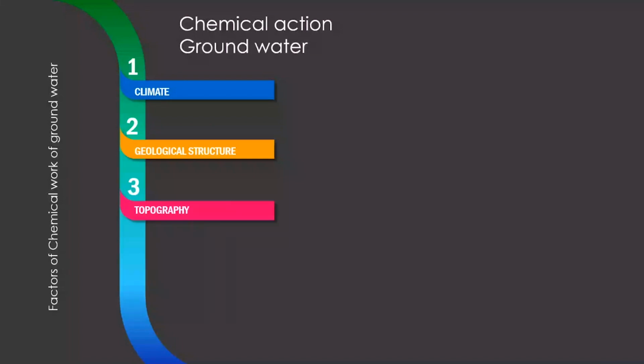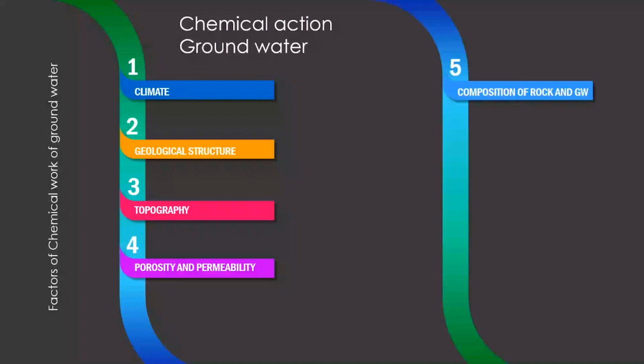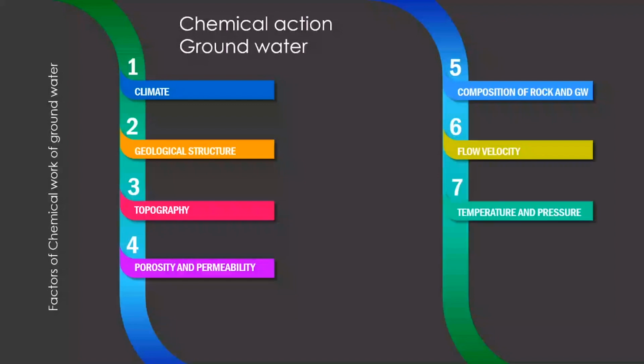Then the topography of the region, then the porosity and permeability of the rock, then the composition of the rock and the groundwater. What composition is there in the rock through which the water is flowing, and the flow velocity will also matter. Then the temperature and pressure of the region will also control how much chemical weathering the water can do in that particular kind of rock. Temperature, pressure, and the last one is the depth at which the water is interacting with the rock. So these are the basic parameters which control the chemical action of the water.